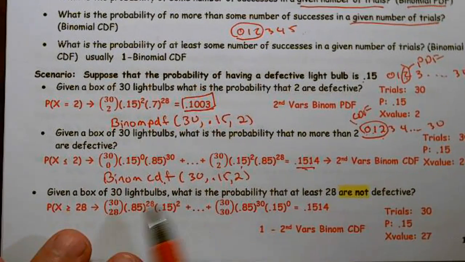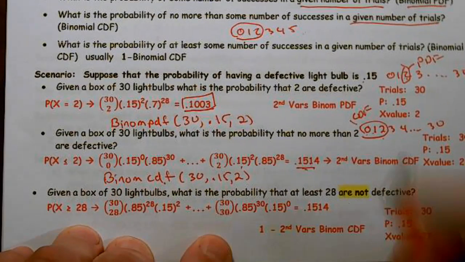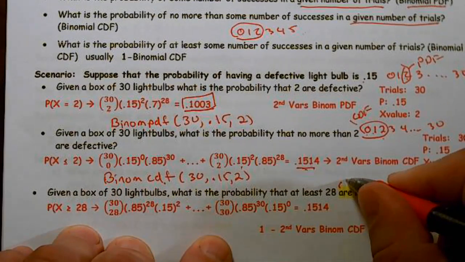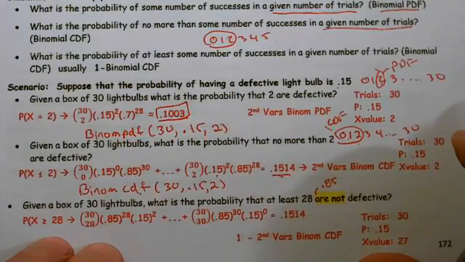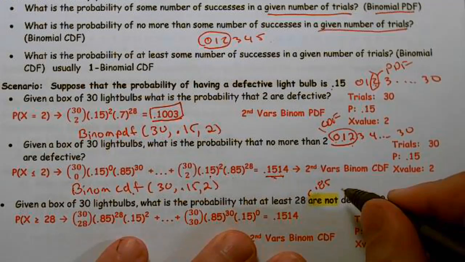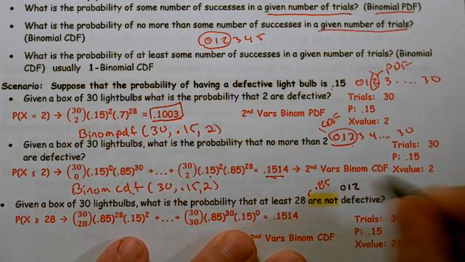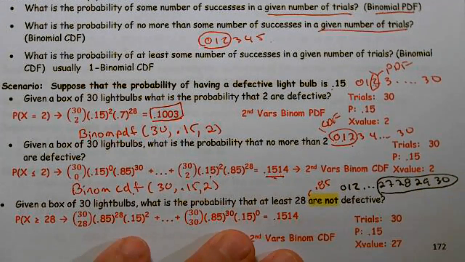Now, the next one is tricky. Given a box of 30 light bulbs, what's the probability that at least 28 are not defective? So first off, the probability of not defective is 0.85. So we switched this around. We're no longer working with defectives, we're working with not defectives. Also, I want to point out, let's go ahead and make a list of possible outcomes. So we have 0, 1, 2, 27, 28, 29, all the way to 30. This is my list of possible outcomes.